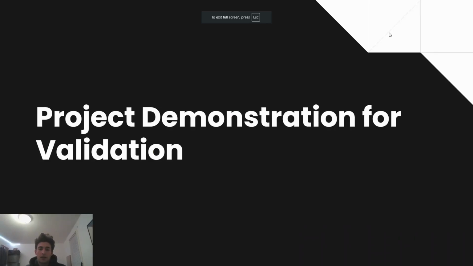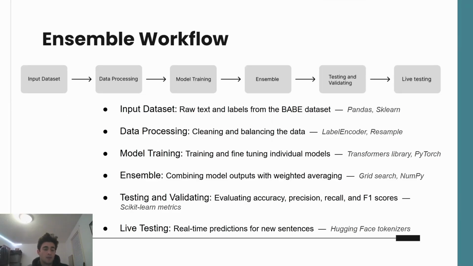Now we're going to talk about the project demonstration for validation in a project. This is the ensemble workflow. As we can see, it starts with the dataset. We got the BABE dataset. Then we have the data processing, which is cleaning and balancing.